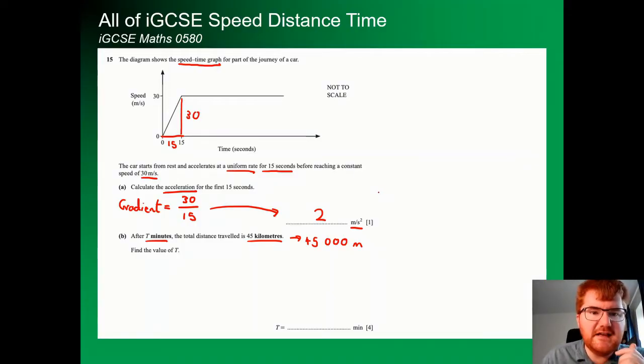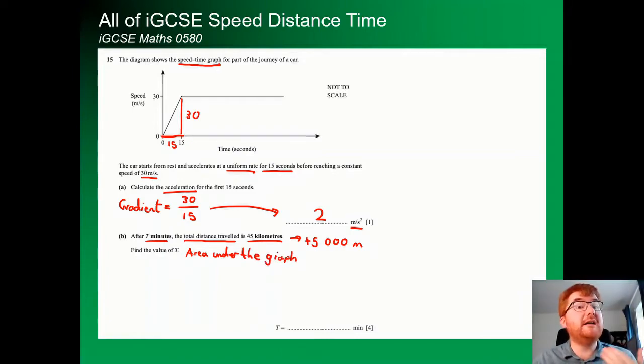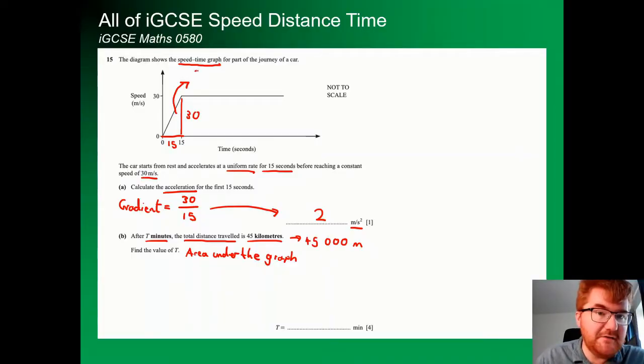My first thought here is, well, if you want to find the total distance traveled, like in the previous question, it's the area under the graph. Now you're probably thinking, well, we don't have two distinct shapes, but let's just work out what we can so far. So we're going to work out the area of this. So we've got a triangle. Remember, it's base times height divided by 2. So we're going to do 30 times 15 divided by 2 to work out the area of this triangle.